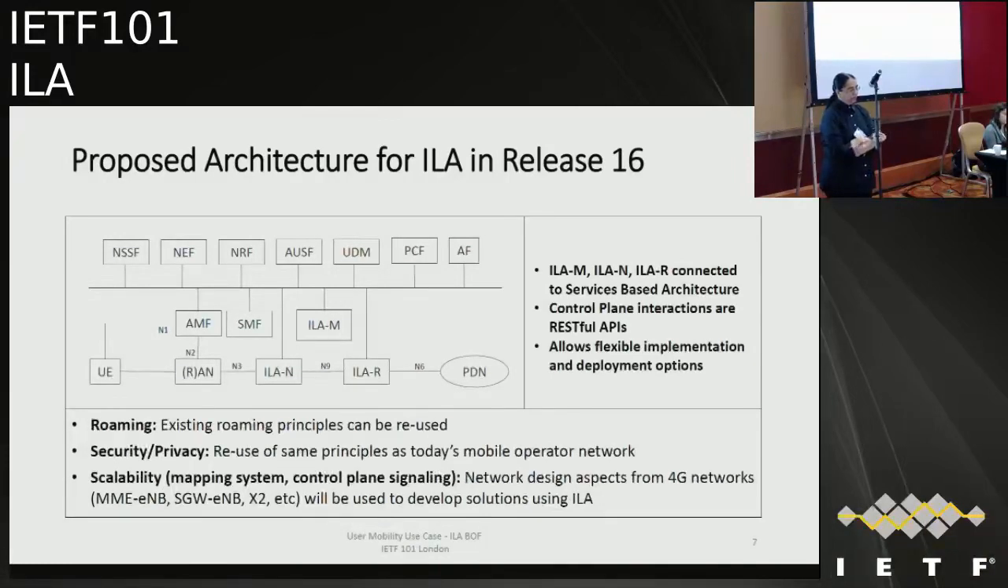If we have to deal with trying to redirect the packet to another location because the UE moved, there are principles in the MME to the E node B, how that takes care of. There is an X2 interface. Similarly, SGW to E node B, we will try to use the same principles for the ILA nodes that will be used closer to the radio access network.